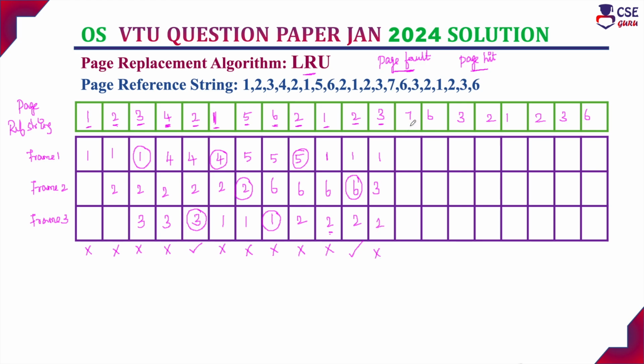7, it is not available. Recently used is 2 and 3. 1 is least recently used. Replace with 7. Now it is 7, 3, 2. And this is also a page fault.